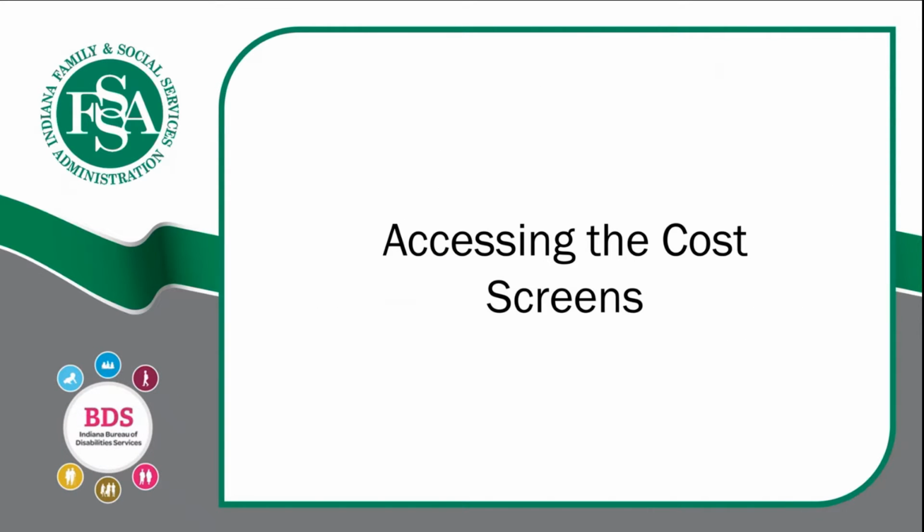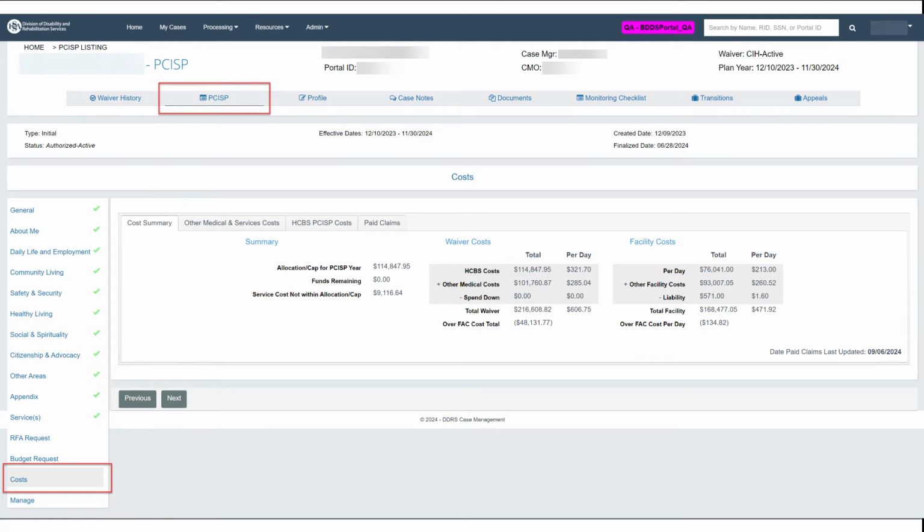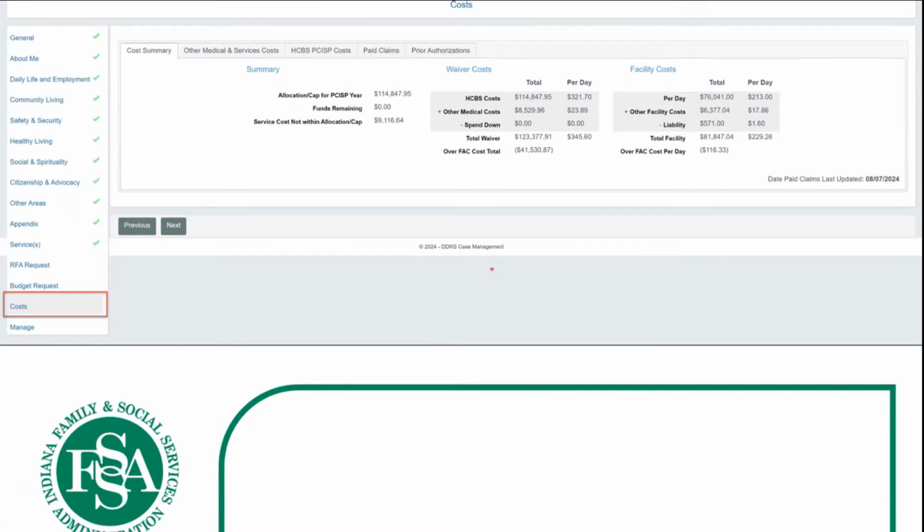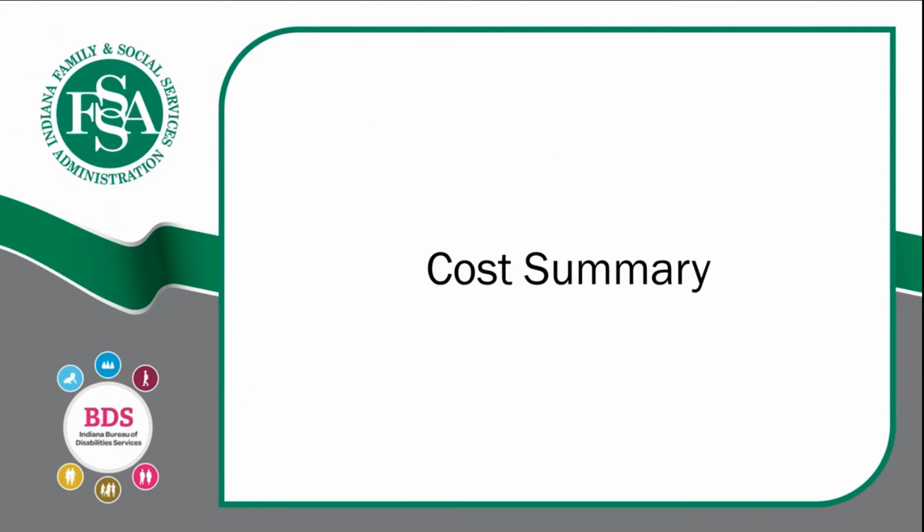Let's begin by taking a look at how to access and view the cost screens. To access the cost screens, navigate to the PCISP page for an individual and select a PCISP. Then click Costs in the left navigation menu. The Cost Summary tab of the cost screens will display. In the next few slides, we'll review the different tabs that make up the cost screens. First, let's take a look at the Cost Summary.